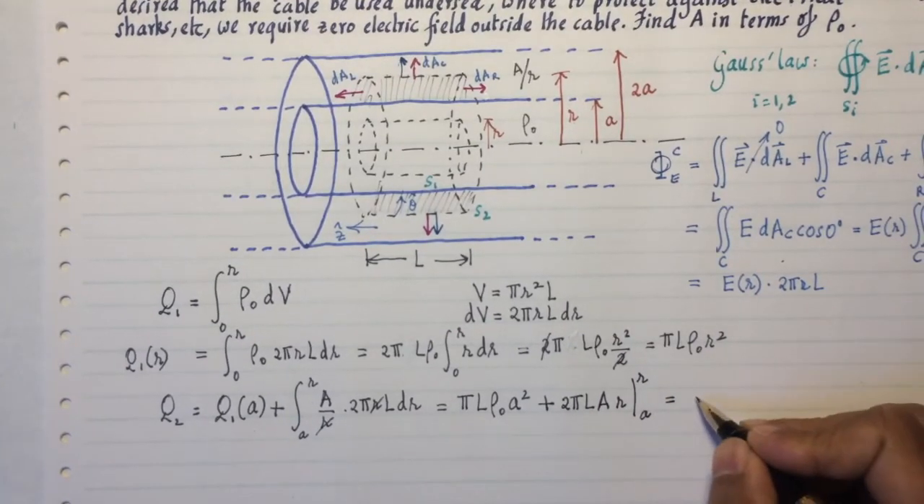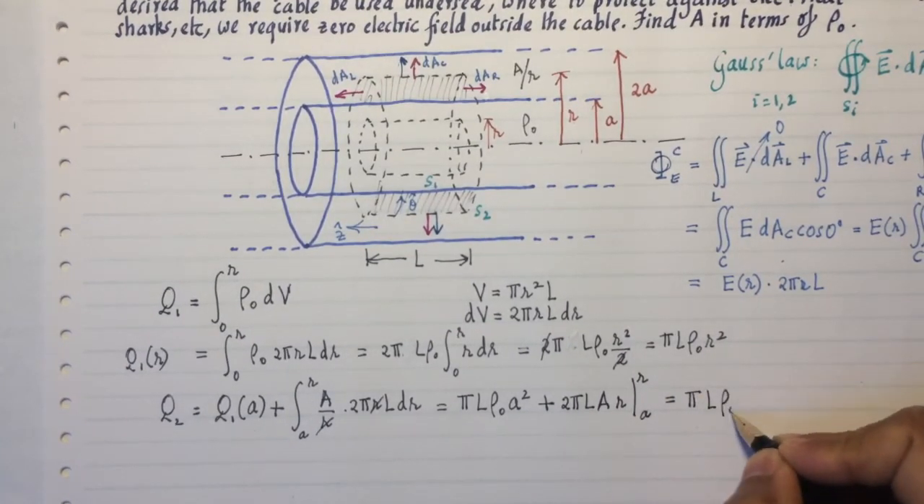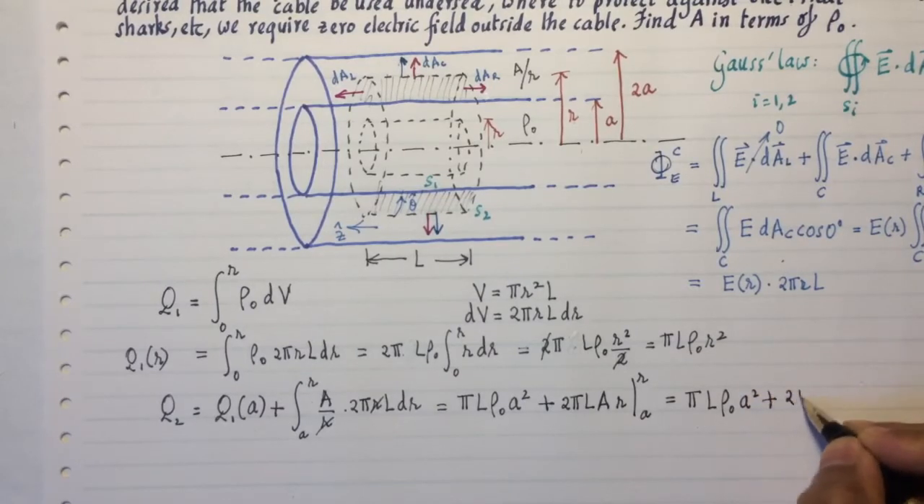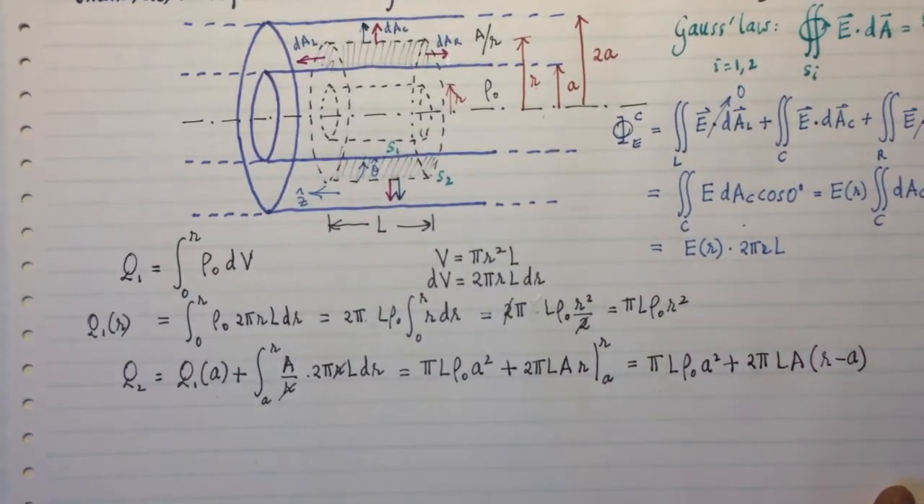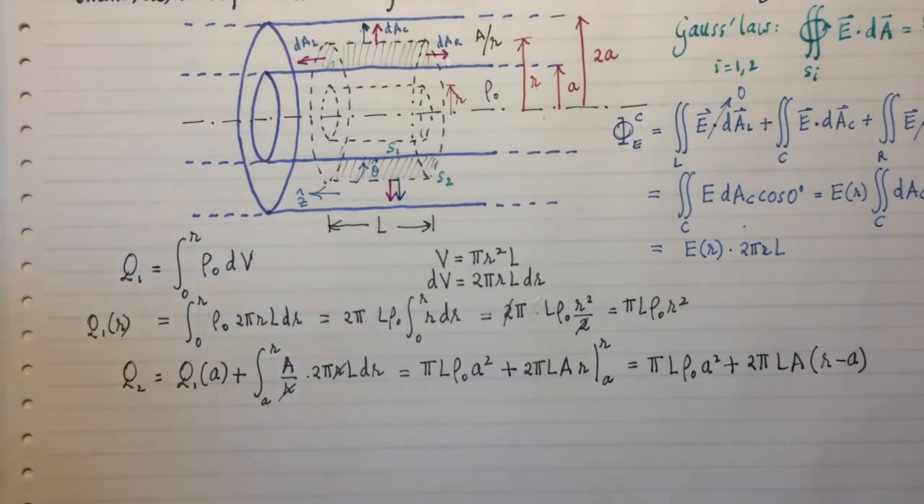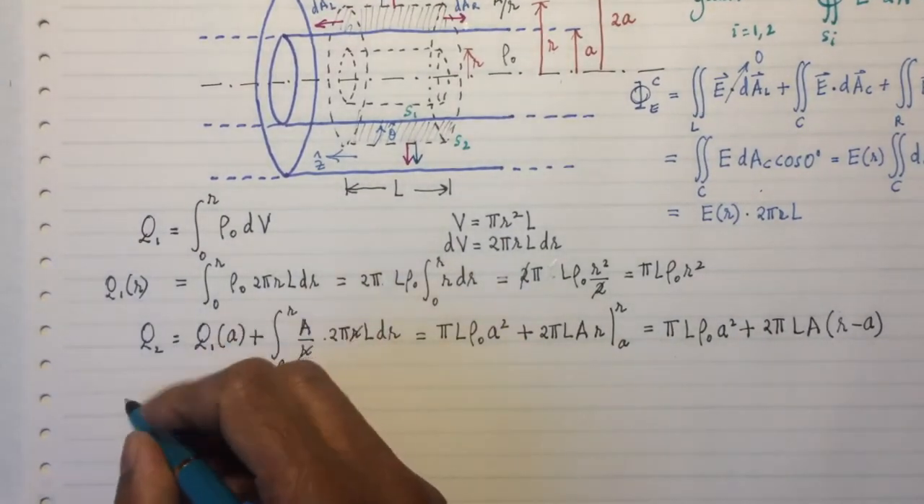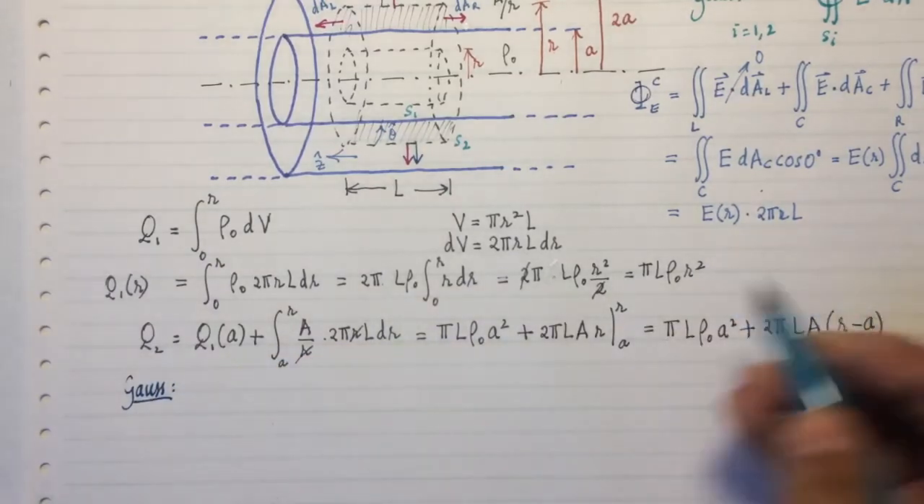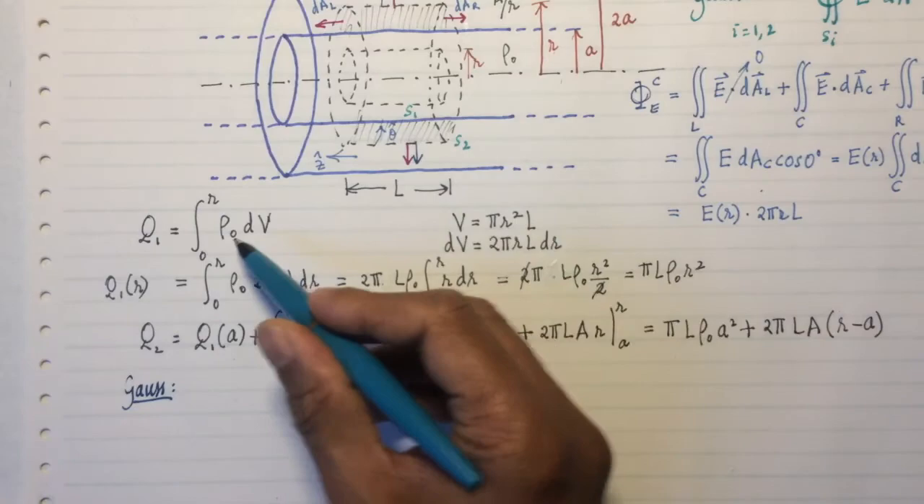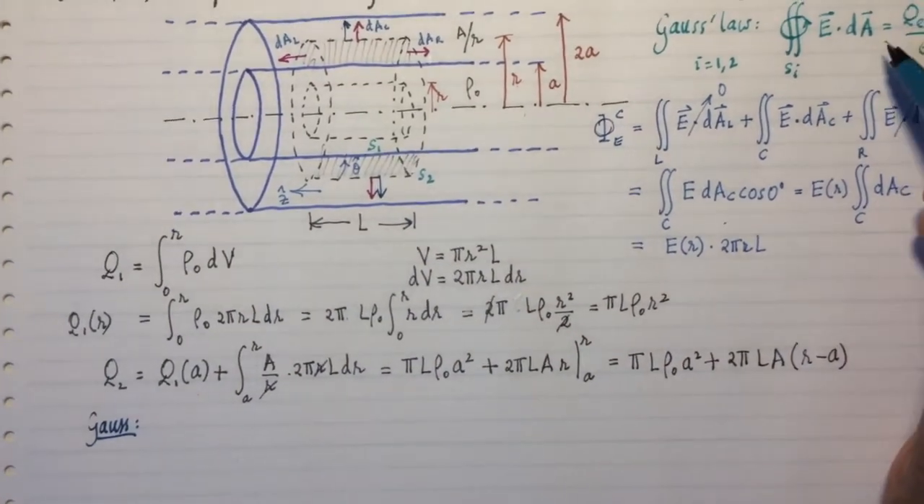So this gives me pi L rho naught A squared plus 2 pi L A times (R minus A), if you evaluate the upper limit minus the lower limit. So that's the charge enclosed by the Gaussian surface S2. Now Gauss's law, we have still not used Gauss's law, we have just been doing the left hand side and right hand sides separately. Now putting it together is when we use Gauss's law. So Mr. Gauss said you take the flux on the left side, calculate it this way, and set it equal to the charge enclosed divided by epsilon naught on the right side. So that's the program we're going to follow.